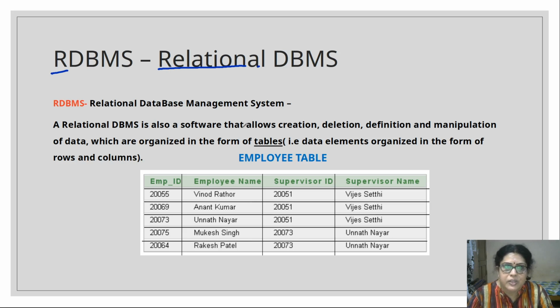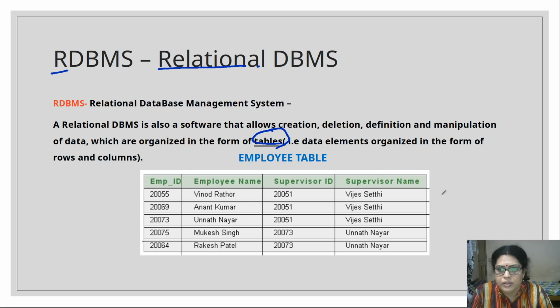See, a Relational DBMS is also software that allows creation, deletion and definition of data, but this is arranged in the form of tables. So this is the main difference between the normal DBMS and the RDBMS. These tables are also known as relations. And what does this table consist of? It consists of rows and columns.